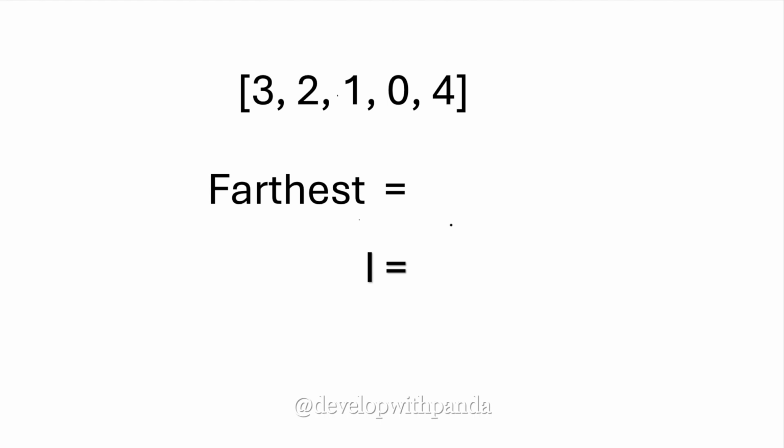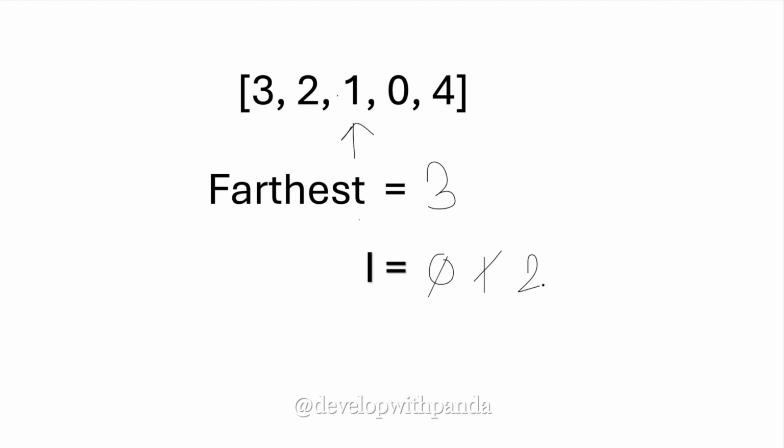Now in the second example, 3, 2, 1, 0, 4, we will initialize i to 0 and the furthest to 0, like the previous example. At the first index it is 0 plus 3, so our furthest will update to the maximum value, that is 3. Now we will increment the i value so it will become 1. Now 1 plus 2 is 3, so the furthest will remain 3. Again we will increment the i value.